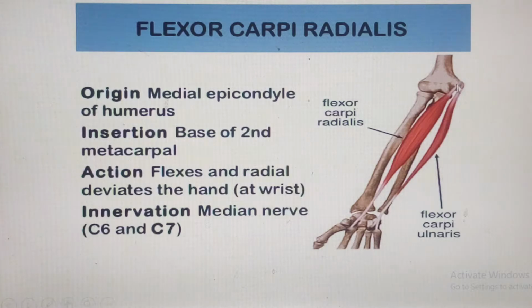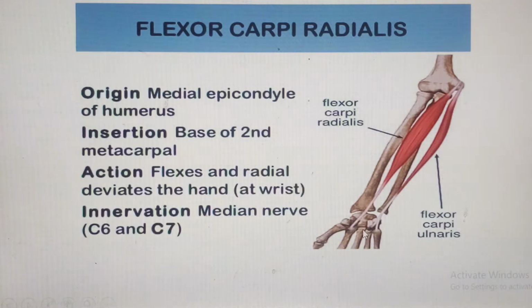Now this time around, taking origin from this same common flexor origin, that's the medial epicondyle, it is inserting onto the base of the second and third. This schematic diagram is not showing it clearly, but it's going to insert onto the base of the second as well as the third metacarpals.